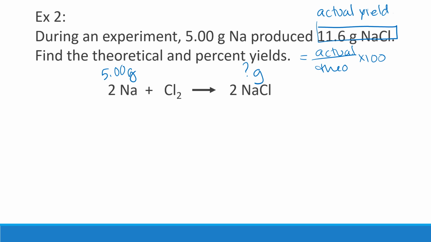Okay, so we want to find our percent yield. So we've identified our actual. So let's calculate our theoretical mass problem. I'm going to start with my 5.00 grams of Na, and I'm going to convert that to the product NaCl to get my theoretical yield. Why don't you try this without me first? So give that a shot.